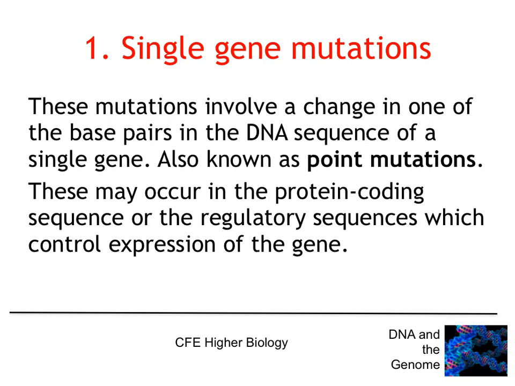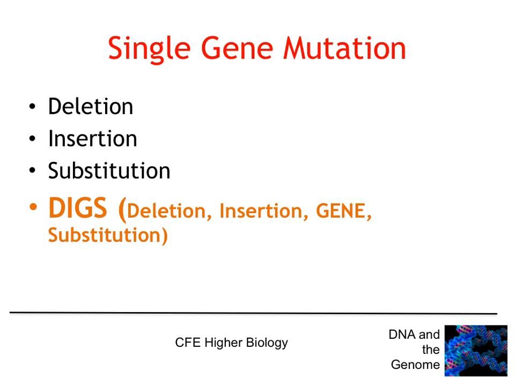So, single gene mutation. What is a single gene mutation? Well, it involves a change in one of the base pairs in the DNA sequence of a single gene. Sometimes they're also known as point mutations, and they might occur in the protein coding sequence or in the regulatory sequence, which controls the expression of a gene. Let's have a look at the examples of the types of single gene mutations that you can get.